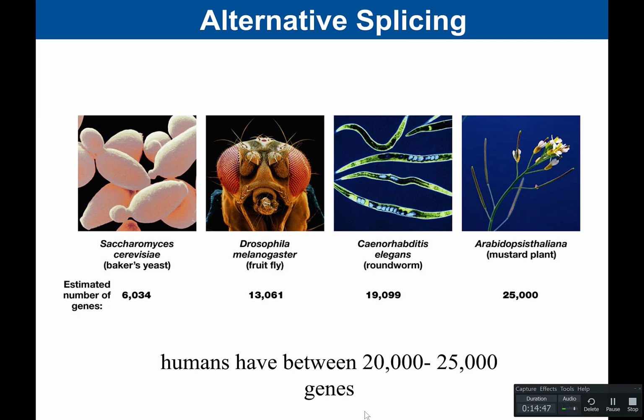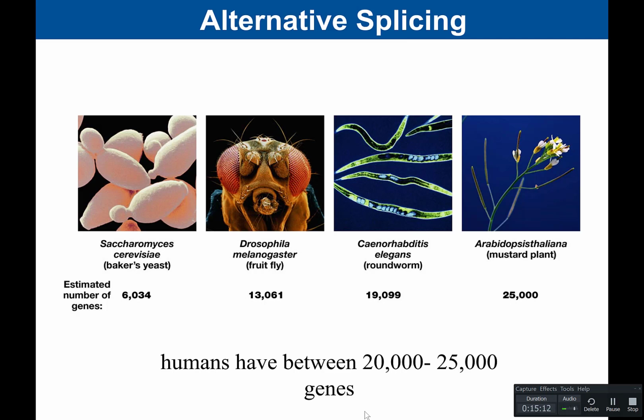Saccharomyces cerevisiae is the one on the far left. It has an estimated 6,034 genes. That again is baker's or brewer's yeast. The name means sugar fungus that makes beer. So Saccharomyces cerevisiae has about 6,000 genes. This is a unicellular eukaryotic cell. It's a type of fungus.